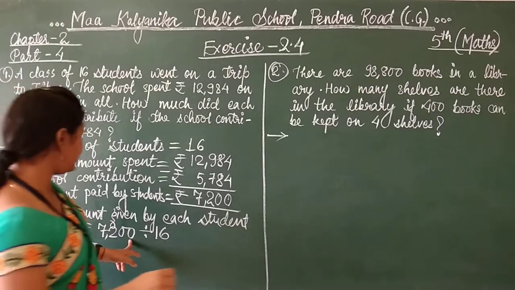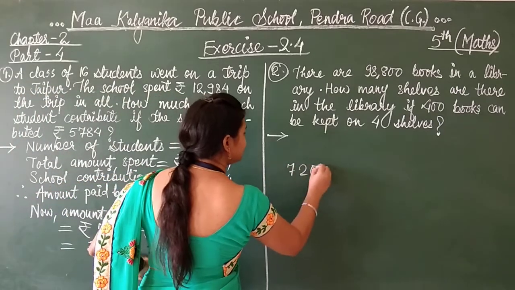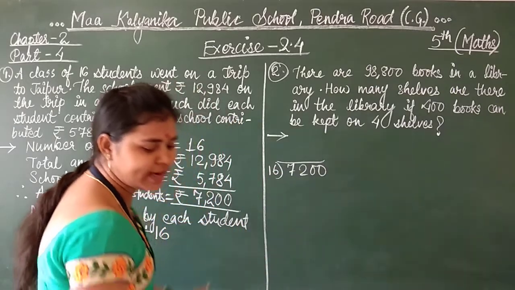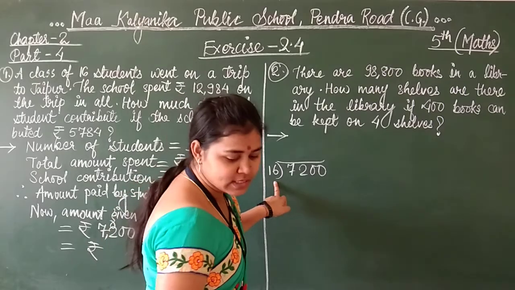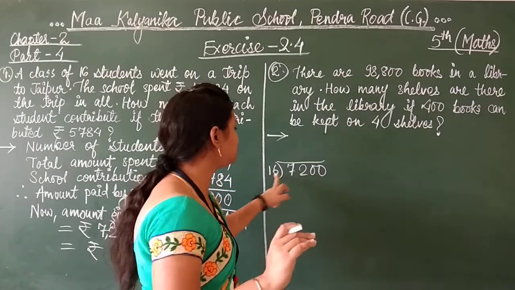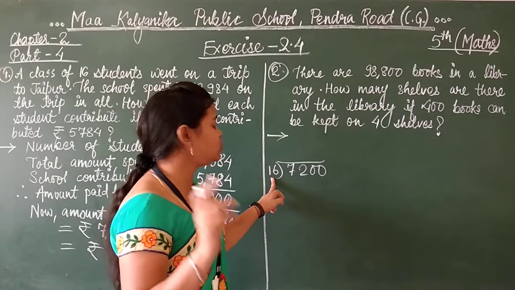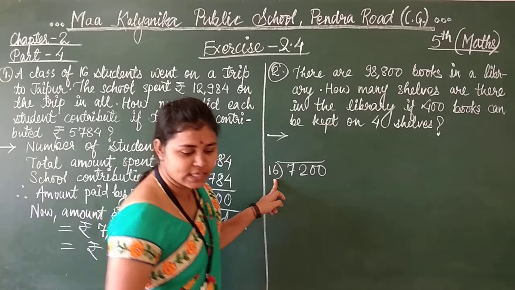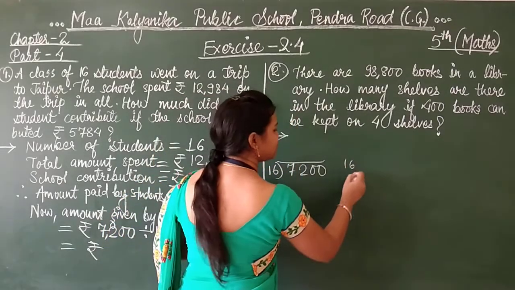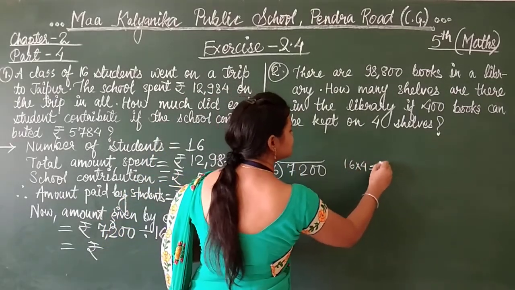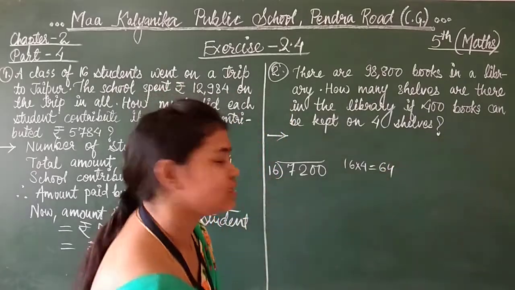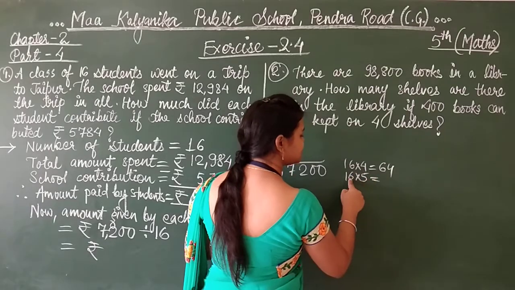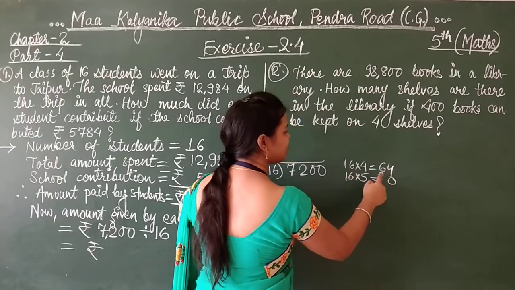So rough work I am doing here. 7,200 divided by 16. Okay students, so 7,200 divided by 16. So we should know the table of 16 here. So as I told you, you have to remember all the tables. So according to the table you will do. So 16 fours are 64. Students, 16 fours are 64. And 16 fives are 80.